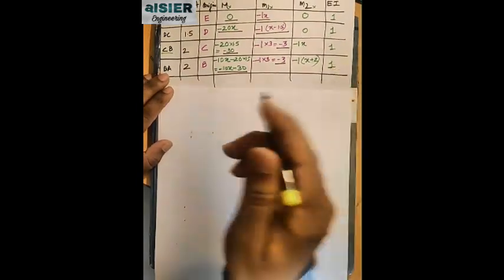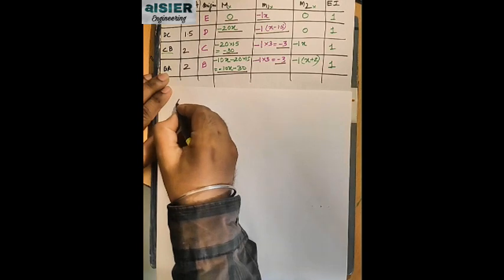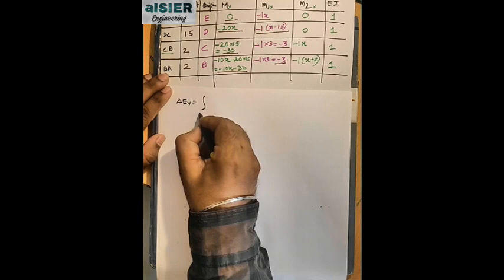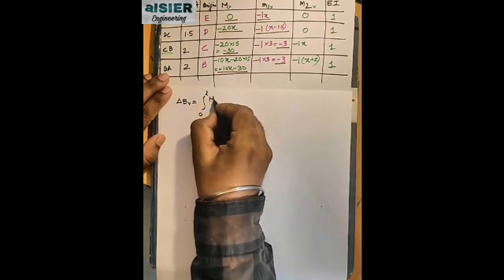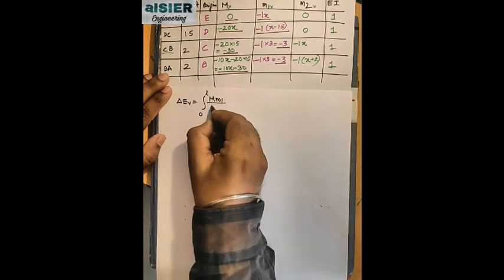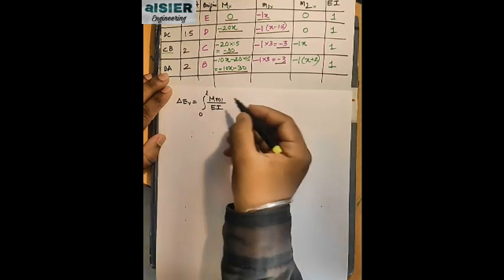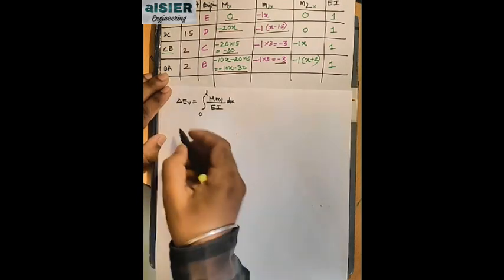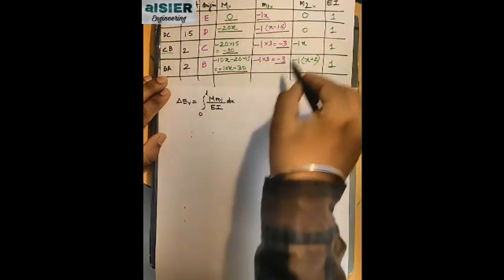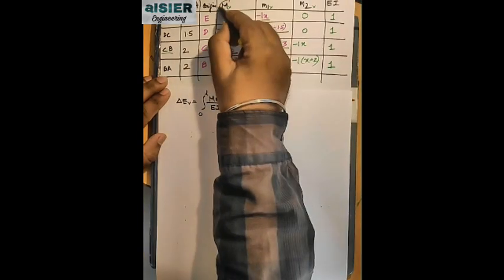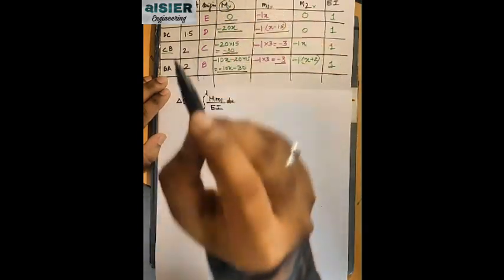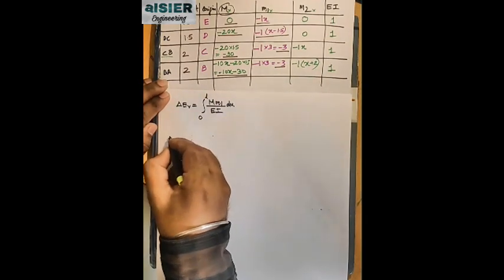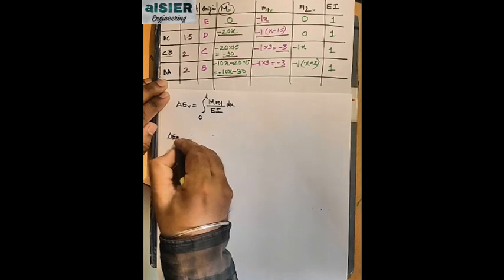Okay, so we are interested to calculate delta EV. So what will be the equation here? The equation will be integral from 0 to L of capital M into small m1 upon EI with respect to x, dx. Okay, so let's start. We will refer to this table. This is M and this is M1. Okay, so first for the ED region, I will again write down our delta EV.